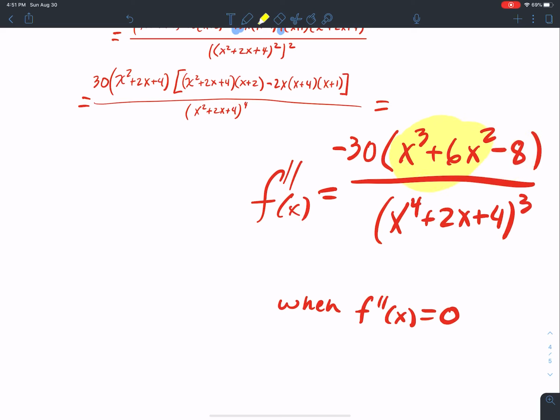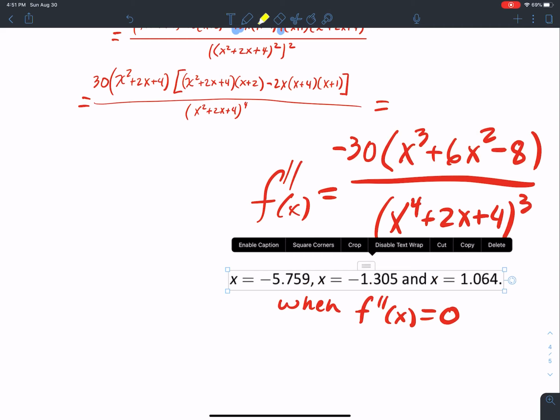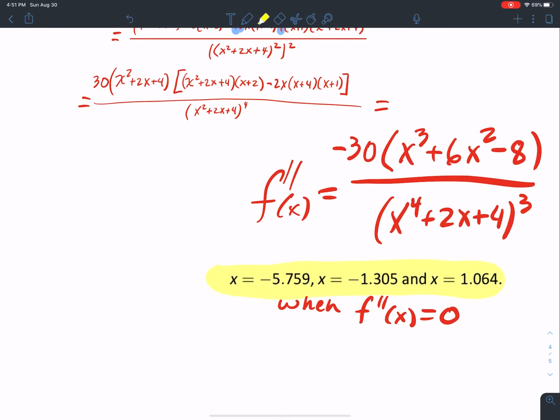I use a calculator here, so just type in your calculator x cubed plus 6x squared minus 8. Find the zeros. These are the 3 zeros that are listed. Negative 5.759, and so on, all 3 of those there.